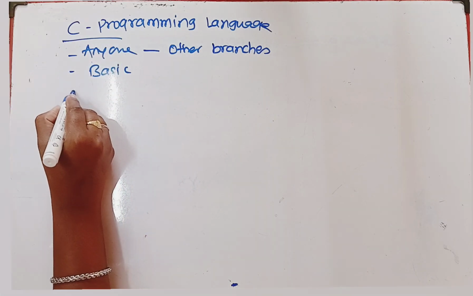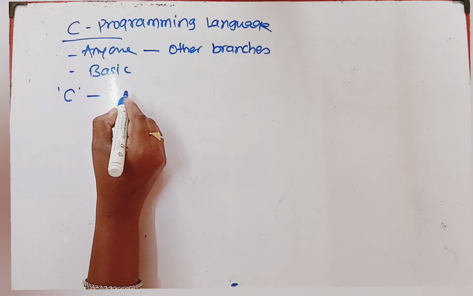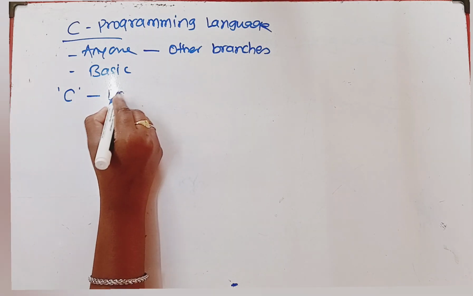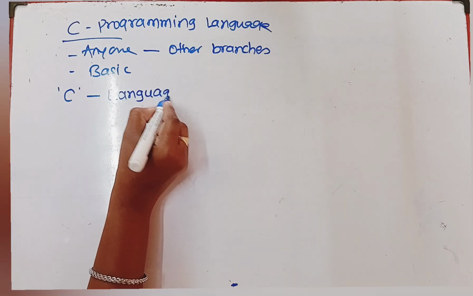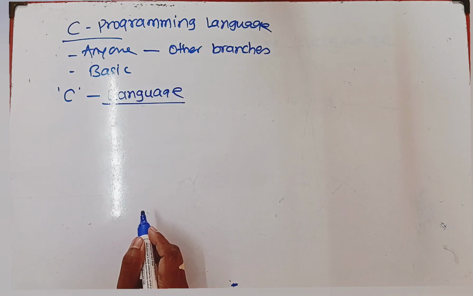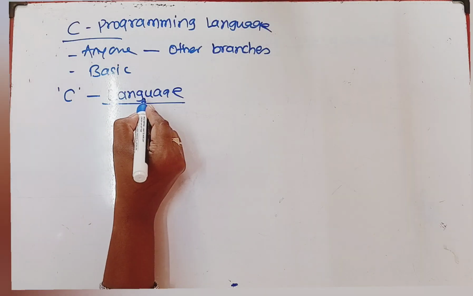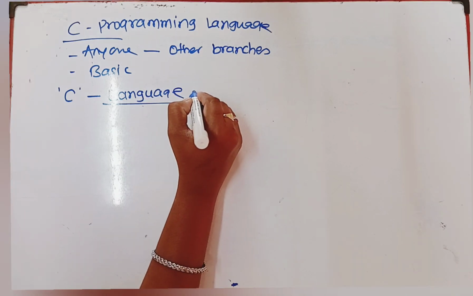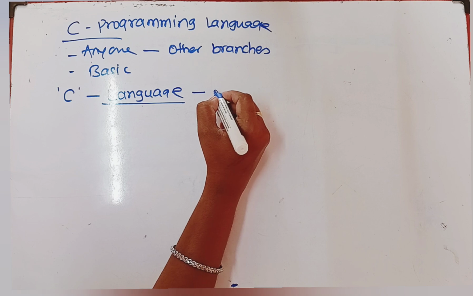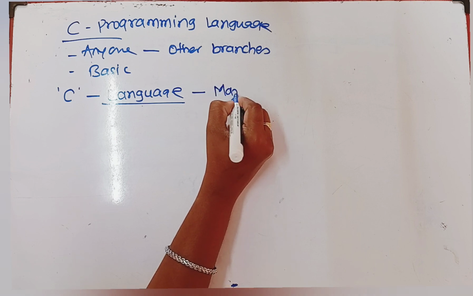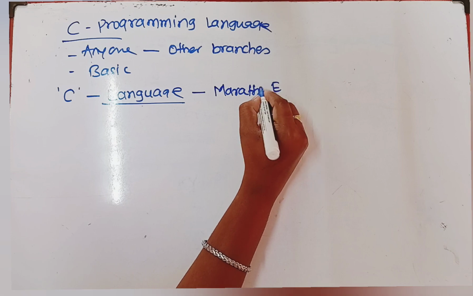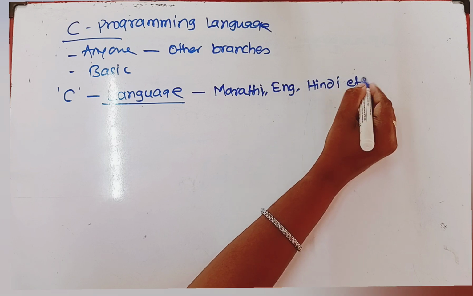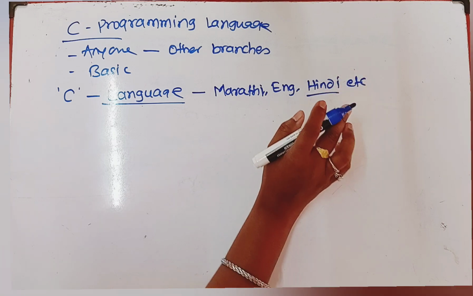Basically, what is C? You might have heard many times about C, right? C, C++, Java. What is C actually? C is a language, right? So language means, let us see first what is meant by language. We are all aware of languages, for example Marathi, English, Hindi, and so on. These languages are known to everyone.